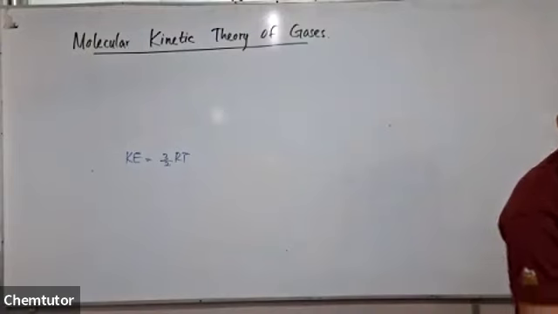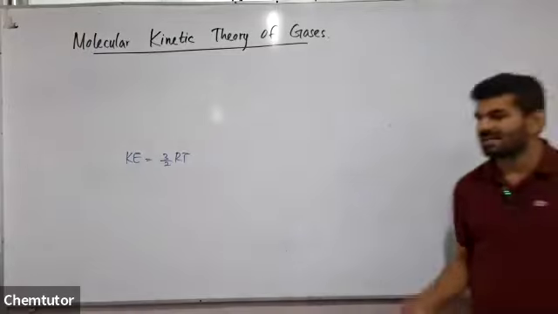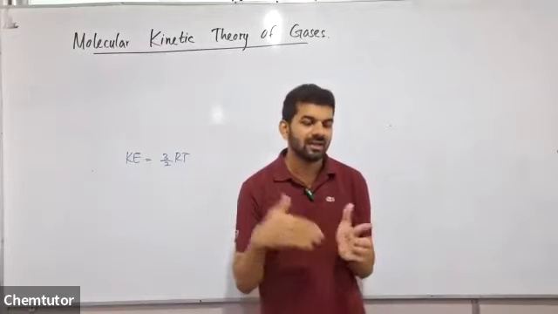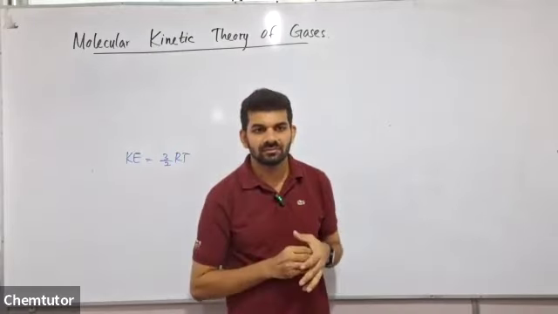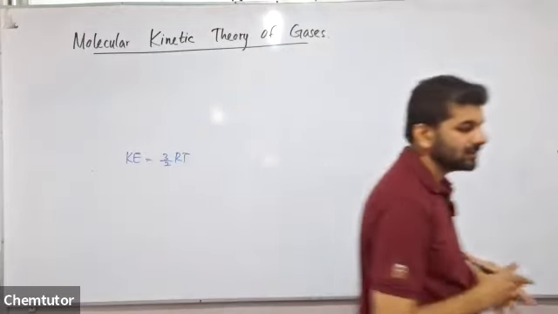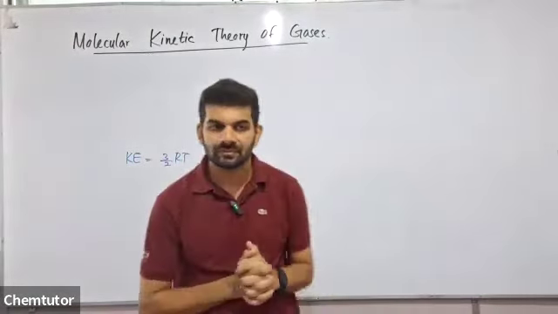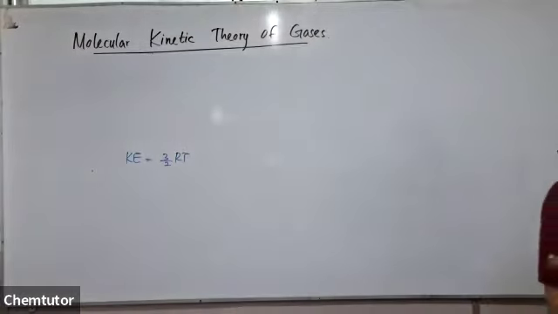Fifth one, the pressure of the gases arises from the sum of the collisions of the particles with the walls of the container. So, as I have told you earlier, the particles move in straight line motions and they collide with the walls of the container. As a result, due to that force, they will exert a pressure. Is it clear? Right. So those are the five assumptions that we are taking under this molecular kinetic theory of gases. Let's learn about this molecular kinetic theory in detail.